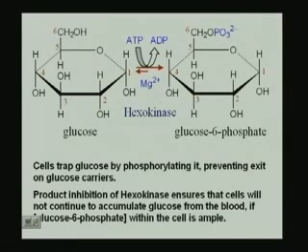So, the cells trap glucose by phosphorylating it. Once glucose is phosphorylated, it is trapped. It has to be broken down, right? But this can be prevented if glucose 6-phosphate inhibits the enzyme. If hexokinase is inhibited, then glucose cannot form glucose 6-phosphate. Fine. So, the product inhibition of hexokinase ensures that cells will not continue to accumulate glucose from the blood.